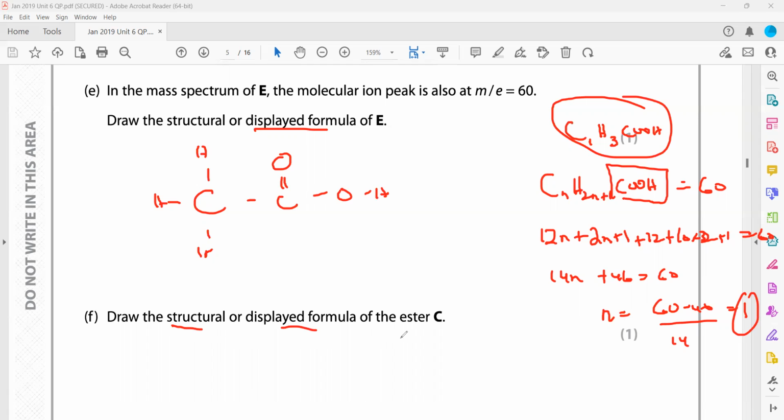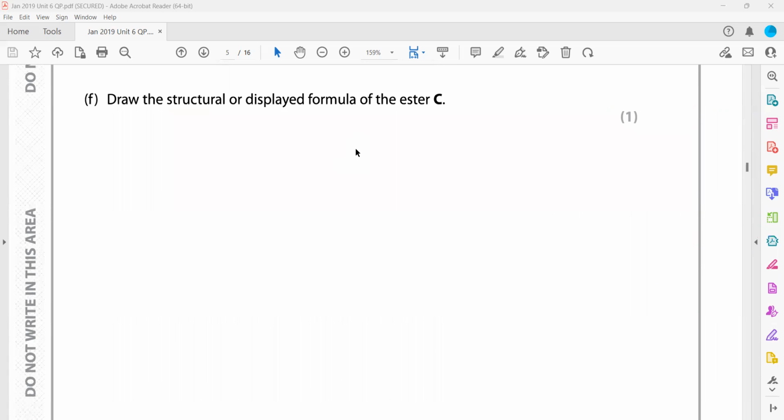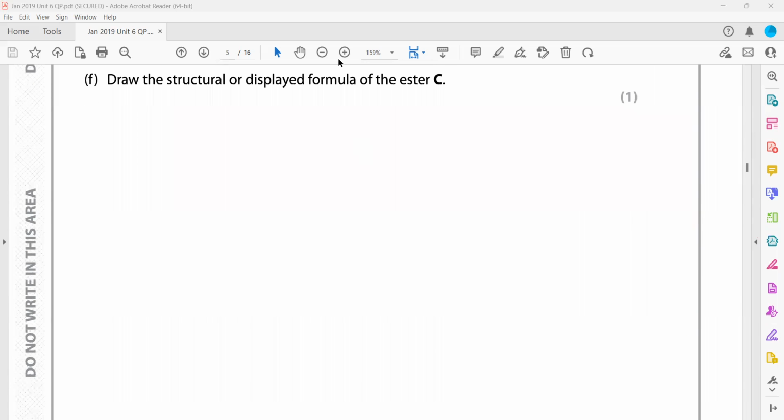Draw the structure or displayed formula of ester C. Ester C is formed by propan-2-ol and ethanoic acid. So C double bonded with O and O. This part is attached to a carbon chain, so OH will be removed. The second carbon should be attached to oxygen, and then you just put in the hydrogens.